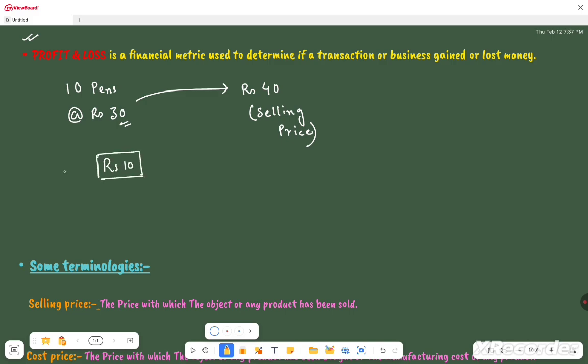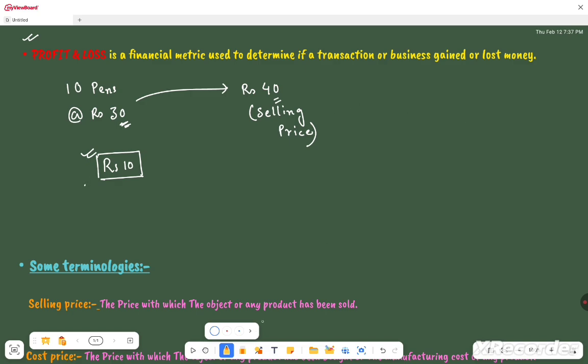Now you have to think whether this 10 rupees you have gained or lost. You are buying the pens at rupees 30 and selling them at rupees 40. That means you have gained this 10 rupees. This 10 rupees is the extra, the income for you. And this is what businessmen do. They earn the profit. They buy something at a low price and sell that commodity or product at a higher price. So that margin is their profit.